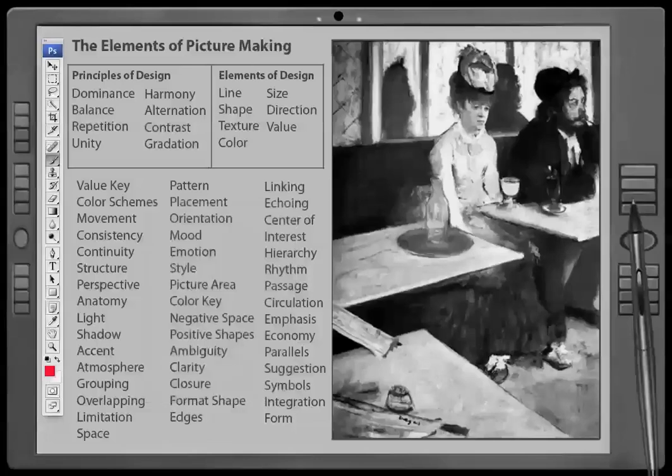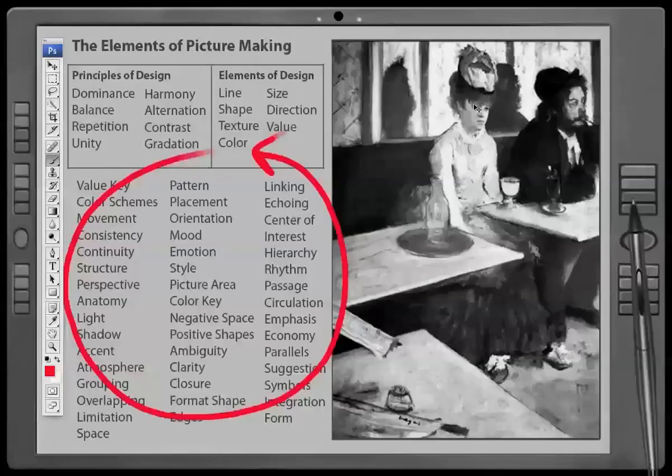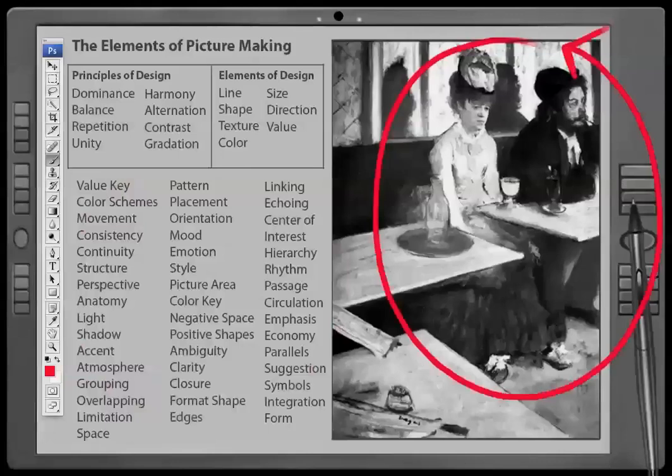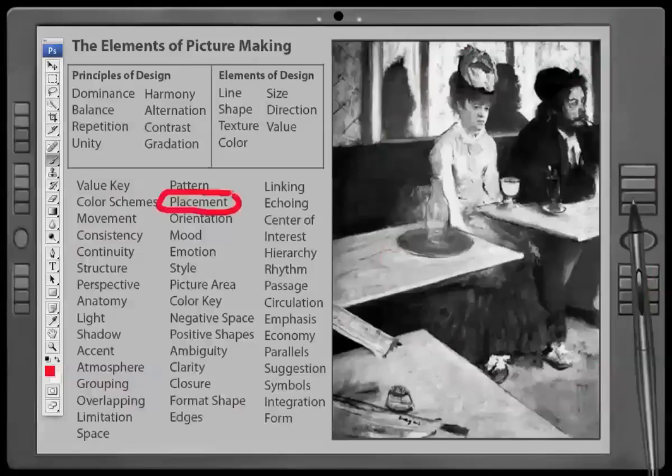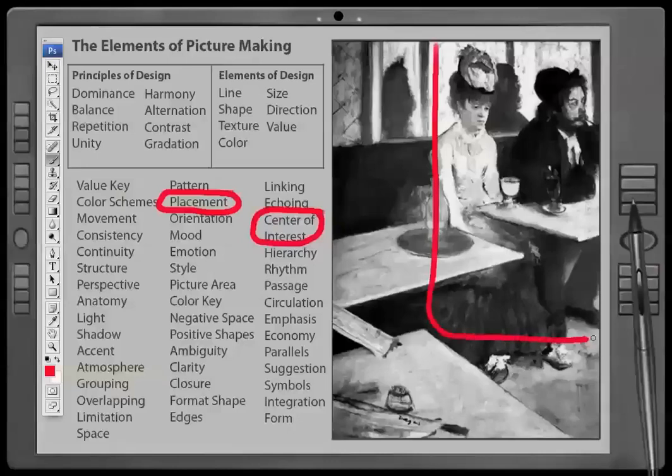Now let me move on to another element of picture making, and I can select any one of these elements here. It really doesn't matter, and it can be found within this great painting. I'll select placement. You need to consider where you're going to place the center of interest. And the center of interest is another one of these elements of picture making that is located right here. Now Degas places the center of interest within this part of the picture area. And all of this is the picture area.